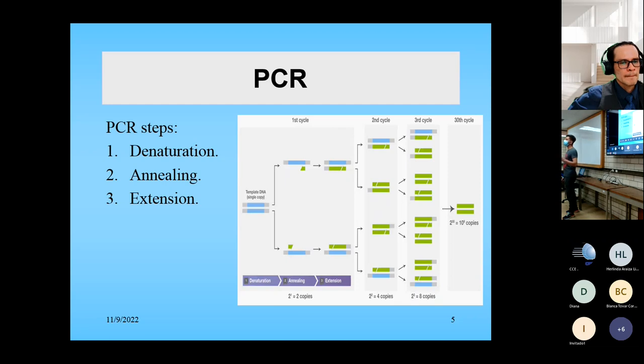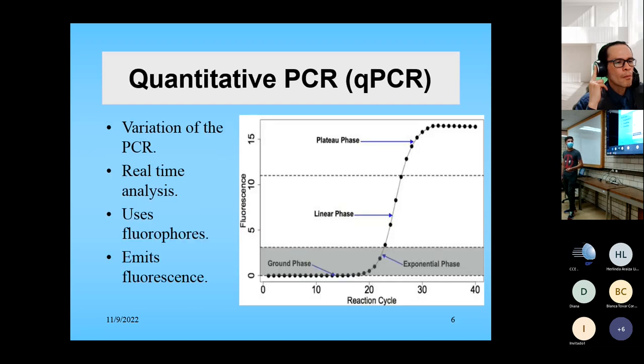The second step is called annealing. In the process of annealing, the PCR mixture is cooled to approximately 55 degrees Celsius. At this temperature, the primers bind to the single-stranded DNA. And the third and last step is called extension. This is the step where the DNA polymerase binds to the primers and starts extending a new single-strand DNA complementary to the one that the primer bound.